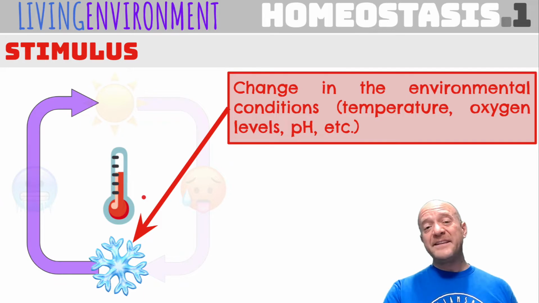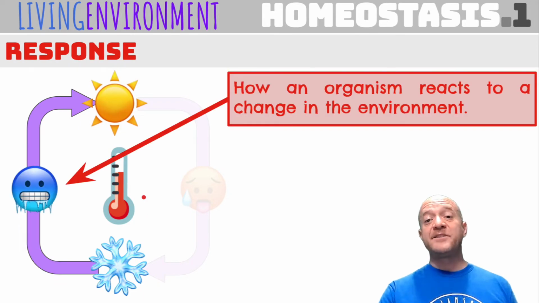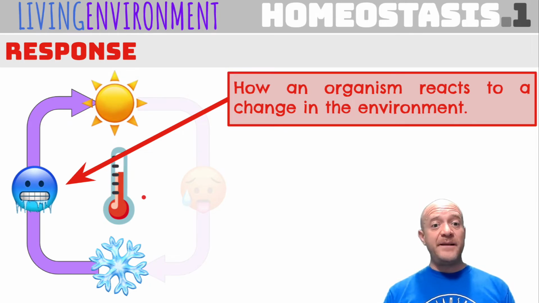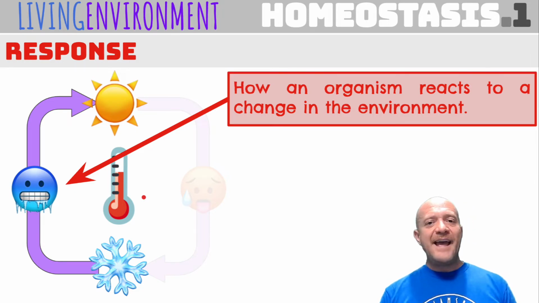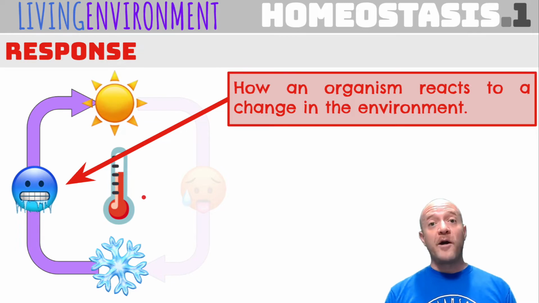And then our body's going to react in a particular way, and that is known as the response. So how an organism reacts to a change in the environment is the response. So in this case, the stimulus is the cold temperature, and then our body is going to shiver, which moves our muscles really fast, and this movement of the muscles causes a temperature increase because of the friction in the muscles, and that allows our body to warm.